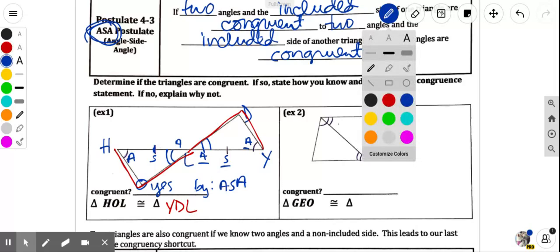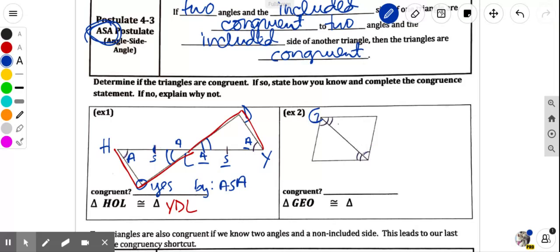Okay, this one over here I had labeled as a G, an E, an O, and an M. Notice that this has a shared side. GO is in both of them, so you always want to mark that shared side. And then look at what you have. I have one pair of angles, one pair of sides, and another pair of angles. So this one is also angle, side, angle. So you'd say, yes, they're congruent by angle, side, angle.